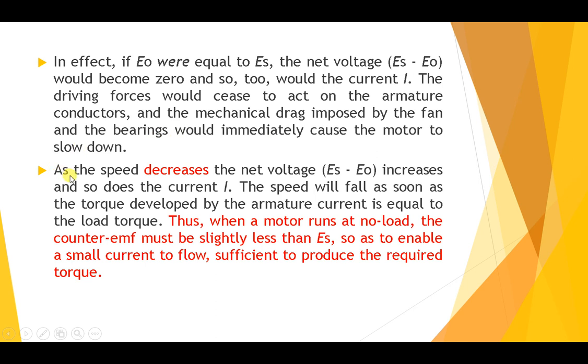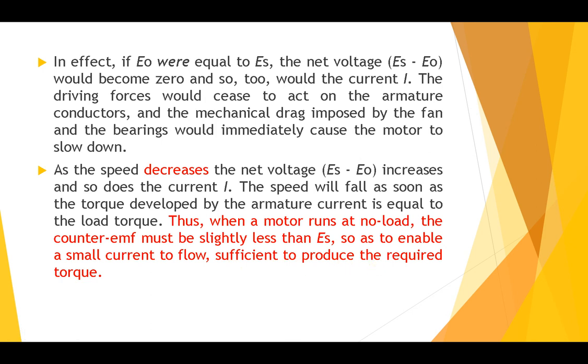In a second scenario, as the speed decreases, the net voltage increases, and so does the current. The speed will fall until the torque developed by the armature current is equal to the load torque. Thus, when a motor runs at no load, the counter EMF must be slightly less than ES, so as to enable a small current to flow sufficient to produce the required torque.